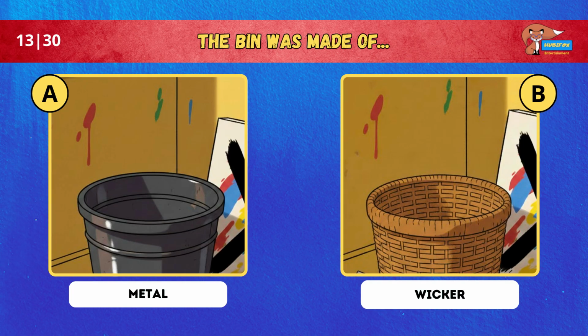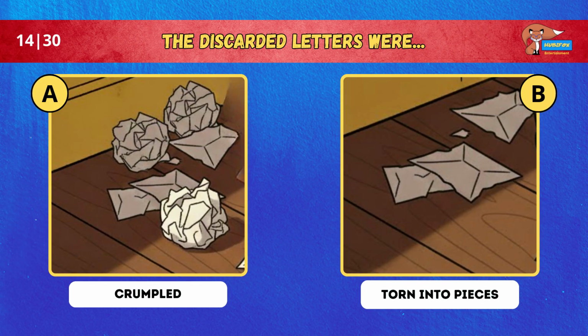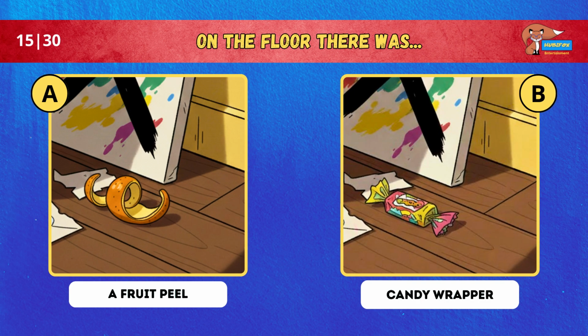The bin was made of metal or wicker. The discarded letters were crumpled or torn into pieces. On the floor there was a fruit peel or a candy wrapper.